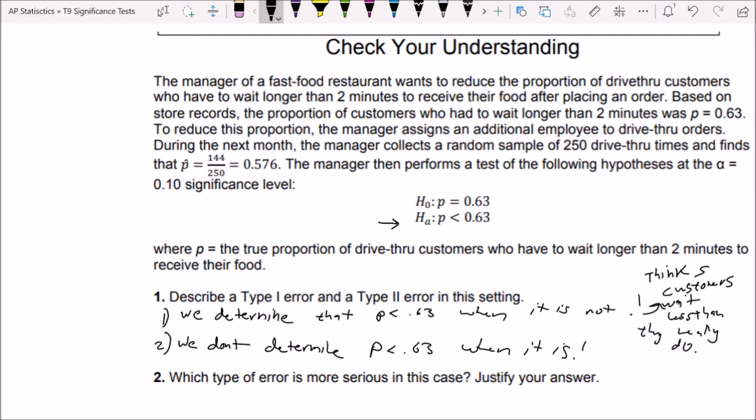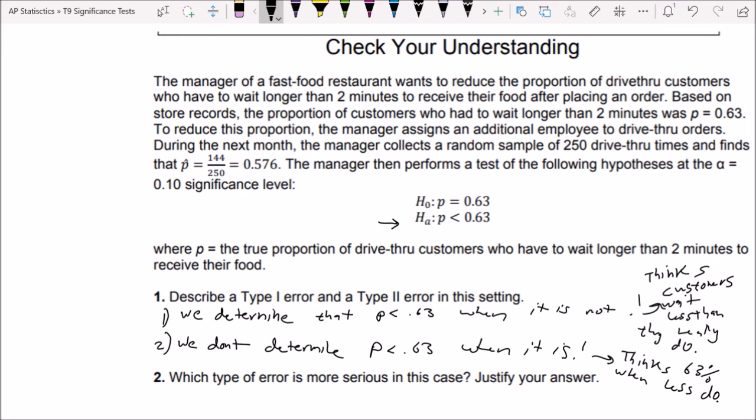Okay, now what about the next one? A type 2 error, remember, that's a false negative. It means we did not find evidence when in fact there was evidence. It's the doctor who's looking at the pregnant belly and saying, I'm sorry, that's not a pregnancy, even though clearly the thing is kicking. Here I wrote that we don't determine that p is less than 0.63 when actually it is. So that would be like the manager thinks that 63% wait when actually fewer do.